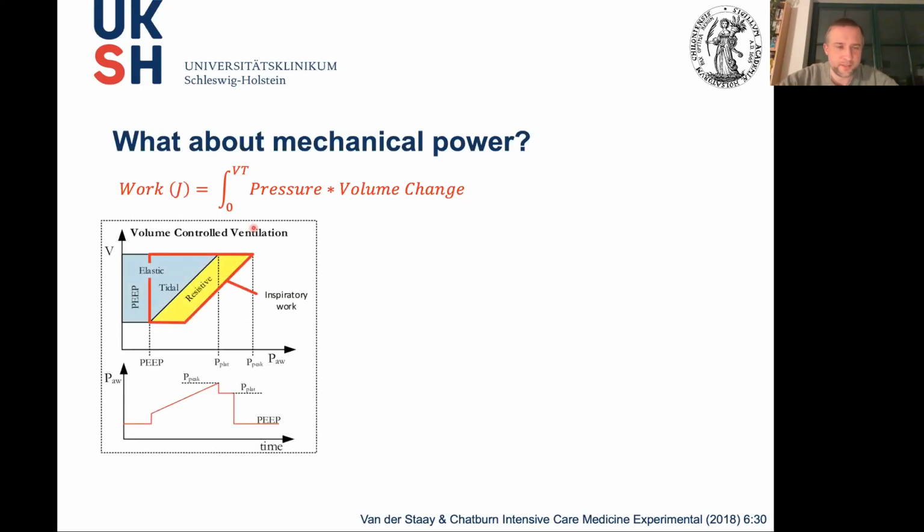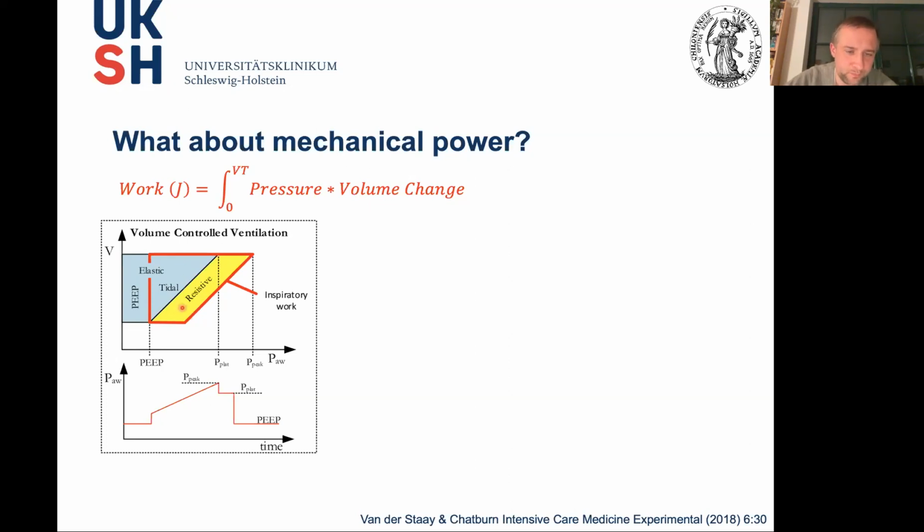So if we look at this figure from a publication of Van der Staay and Chatburn, work per breath is the area that is enclosed by this red line here. So here you see the airway pressure. Here we see the volume. During volume controlled ventilation, airway pressure goes up first to overcome resistance, then pressure and volume go up at the same time. So this is when work is being generated, and then there's expiration. So the area here is the work.